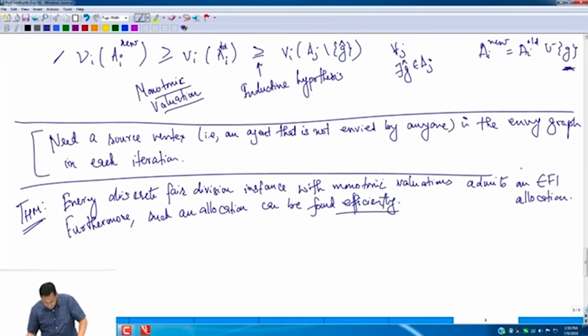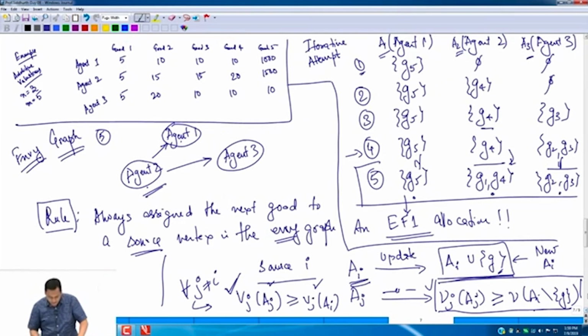If you like pictures, here's the envy graph towards the end of the process that we followed for the example. Here agent 2 is envied by agent 1 and 3. So you have these two directed edges, a directed graph with 3 vertices, 3 agents. Agent 1 and 3 are sort of satisfied. They are in fact sinks in this directed graph. Right? They don't envy anyone.